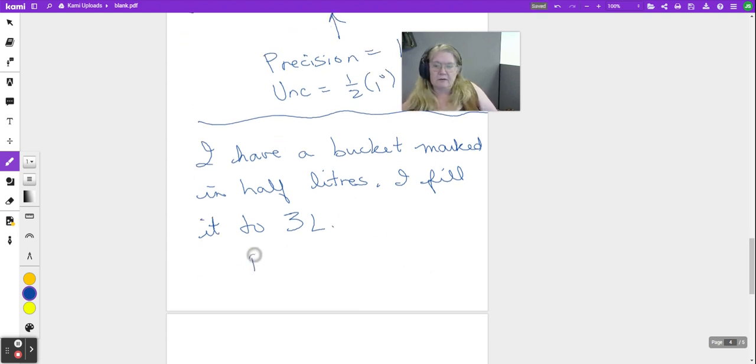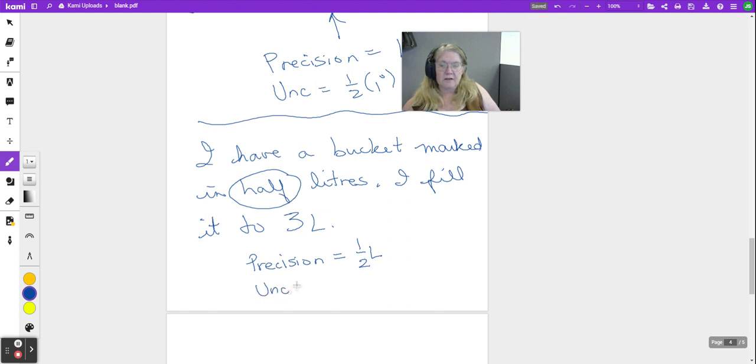Now let's talk for a minute. What is the precision? What's the smallest measurement, the smallest gap between two lines on my measuring device? It's a half. Half of a liter. So what's the uncertainty? The uncertainty would be half of that. And yes, you can work in decimals as long as you don't have to round off. But you all know half of a half is a quarter.